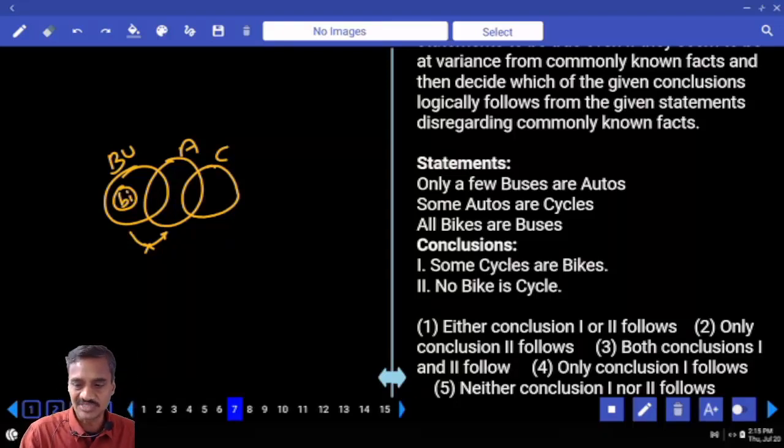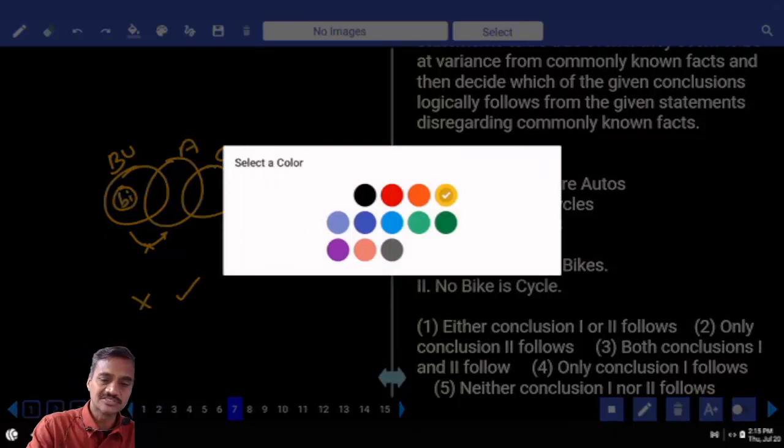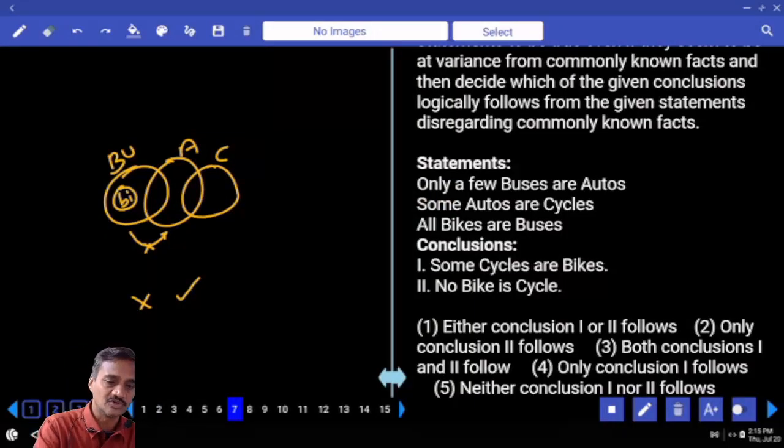Then the first one: some cycles are bikes. Cycle and bike, no intersection. No bike is a cycle too. As "no bike is a cycle" is true, to make this one false we need to prove that some bikes are cycles.